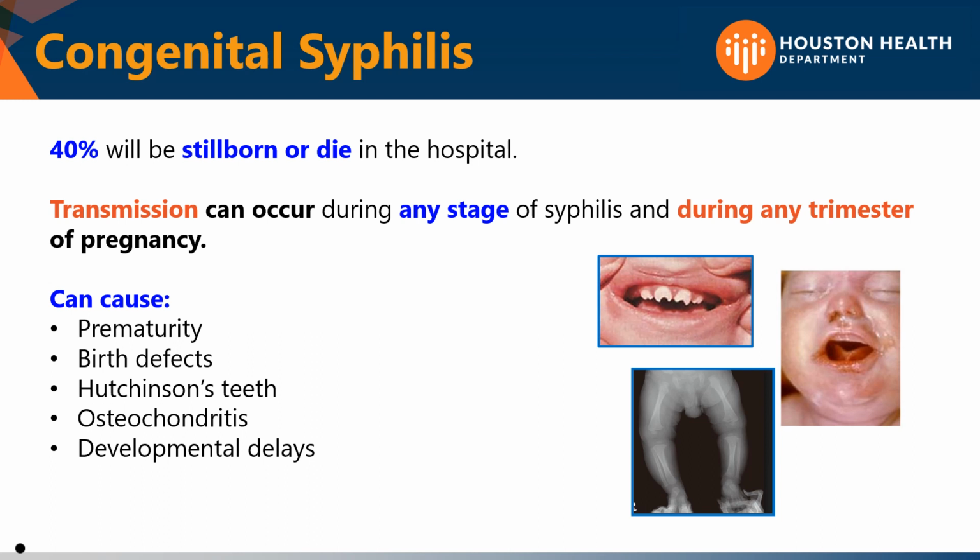The thing with this is that it causes a lot of complications and also deformations, for example, in the baby, and it also causes stillbirths or fetal demises. About the birth defects, we're going to see malformations such as Hutchinson's teeth, as you see in this image. Also, bone abnormalities like the lower bones, for example, bending to the sides. And also, we're going to see developmental delays.